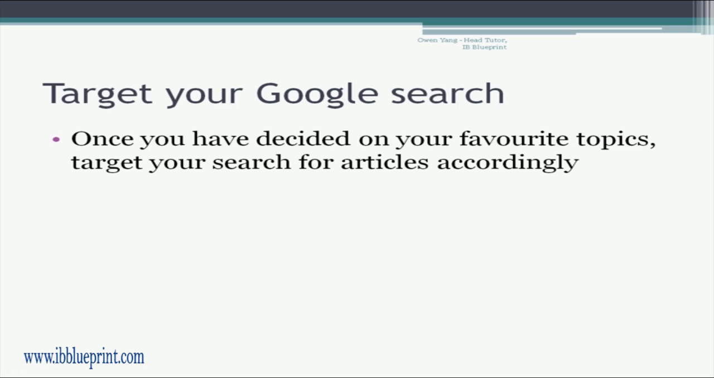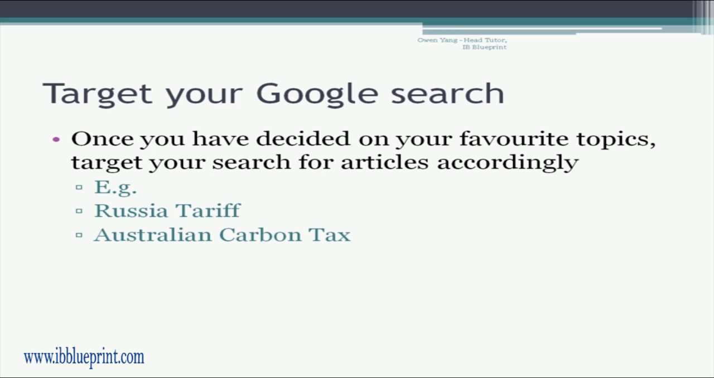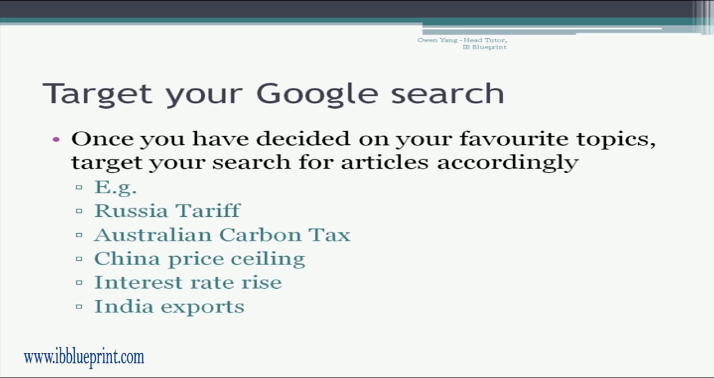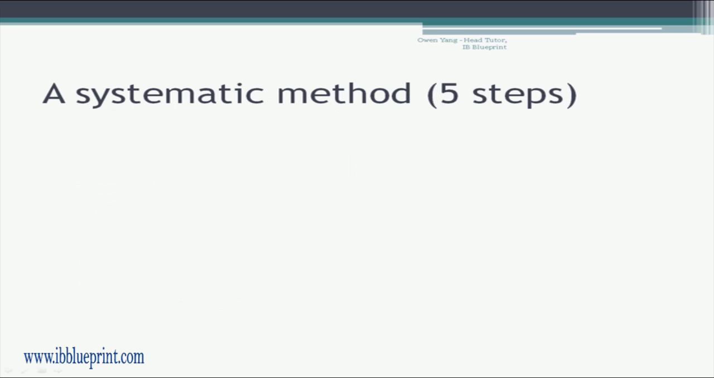Target your Google search. Once you decide on your favorite topics, target your search for articles accordingly. For instance, Russia tariff, Australian carbon tax, China price ceiling. See the pattern here? A country and then a policy could be a good Google search. Or just simply the policy, interest rate rise, and Google will find you a very recent article with such a policy that has been implemented. Or India exports.